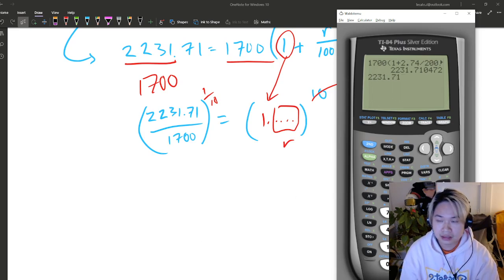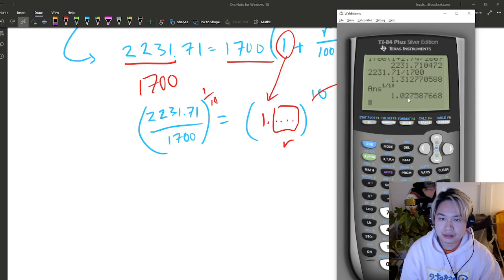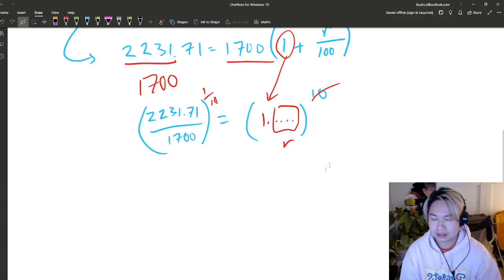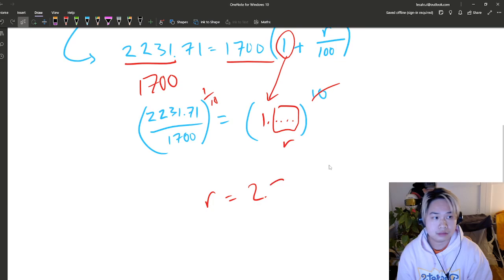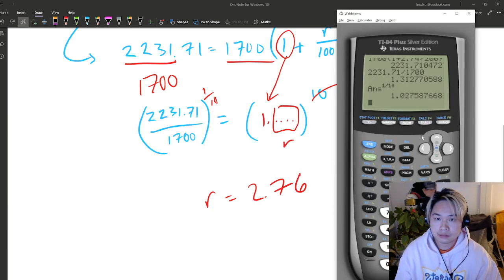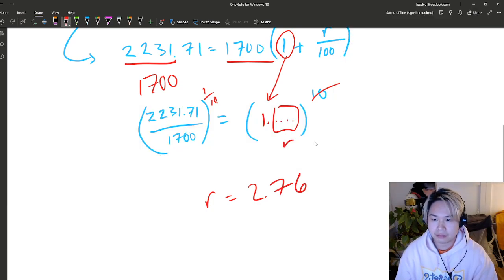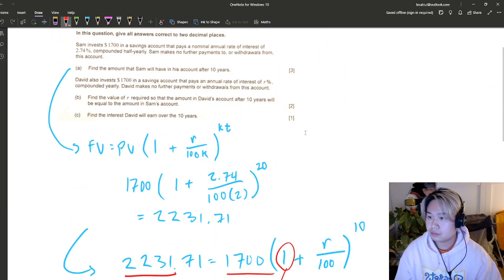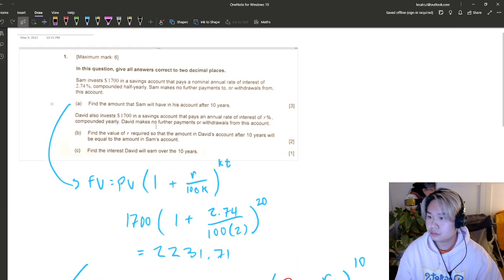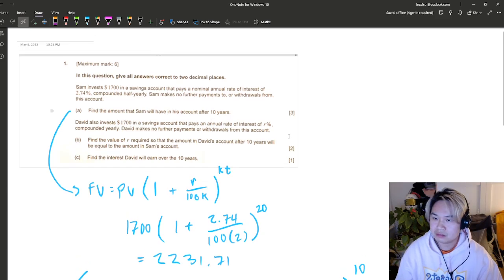2231.71 divided by 1700. Shoot. Delete. Okay, and then take this to 1/10. And then there you go. So our interest rate is 2.76%. It's only 2% more, huh? Okay.